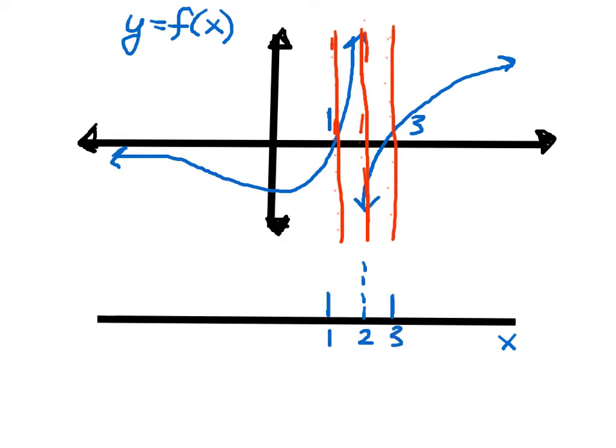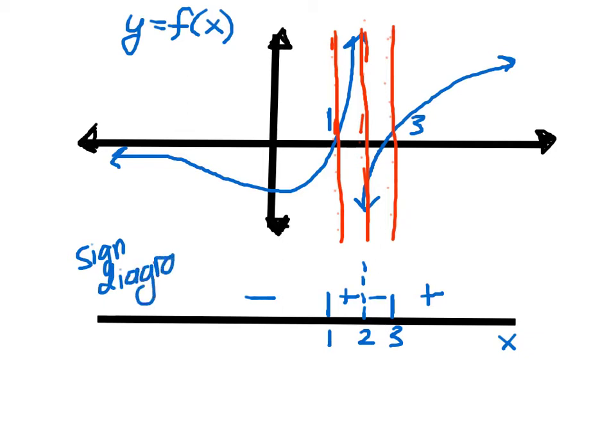And from the graph, I know that the function is negative for all x values less than 1. So I can write a negative here. It's positive for all x values between 1 and 2. So it's a positive here. It's negative again between 2 and 3. So I put a negative sign there. And then positive for all x values greater than 3. And this is my sign diagram.